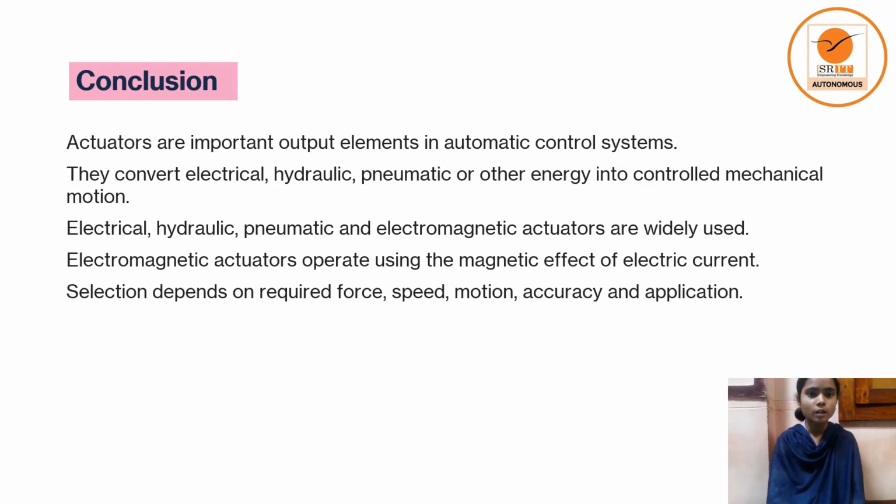Conclusion. Actuators are important output elements in automatic control systems. They convert electrical, hydraulic, pneumatic, or other energy into controlled mechanical motion. Electrical, hydraulic, pneumatic, and electromagnetic actuators are widely used. Electromagnetic actuators operate using the magnetic field of an electric current. Selection depends upon the required force, speed, motion, accuracy, and also the application.